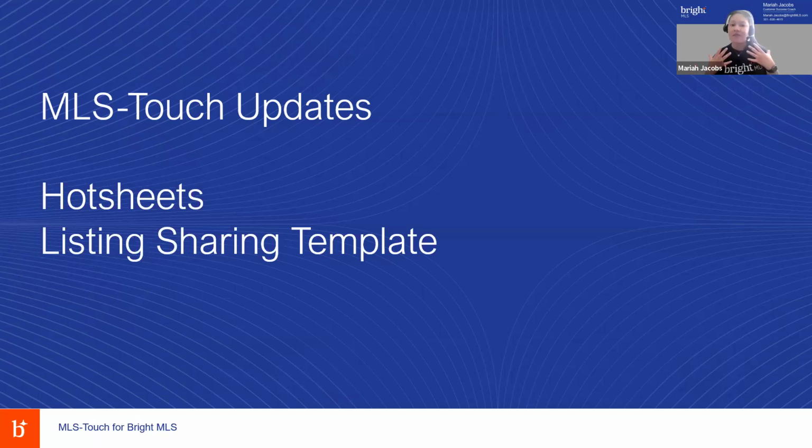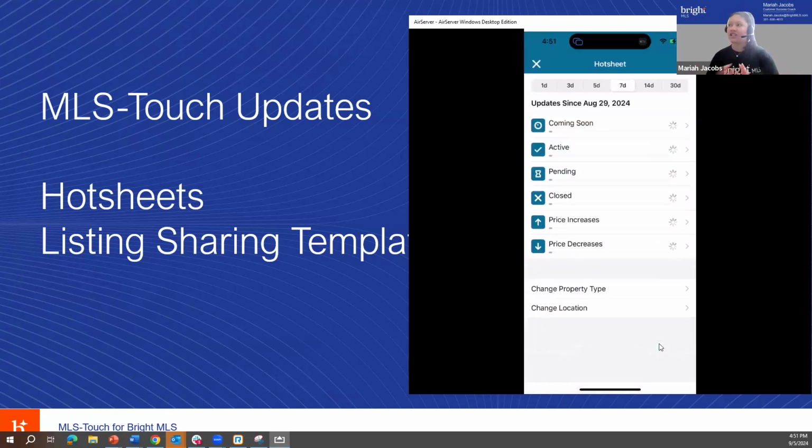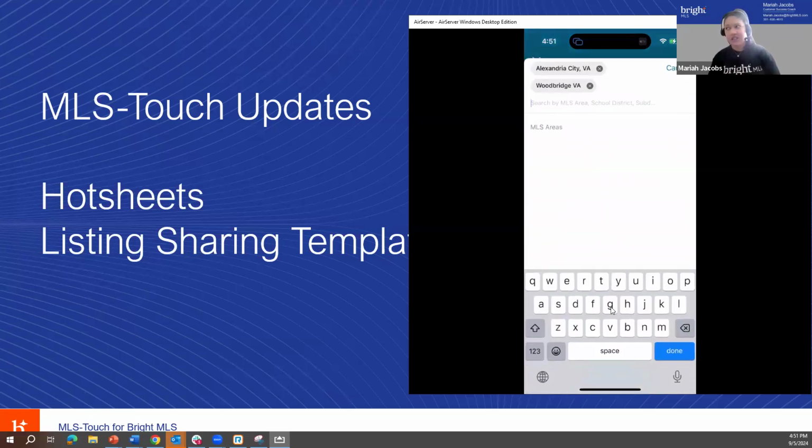Now let's actually do a live demo on this. So I'm going to share my screen and you should now see the MLS Touch app itself here on my screen. First we're going to work under the home tab. So you're going to tap home and then tap on hot sheet. Once you tap hot sheet, we are then going to select the option change location. As I mentioned before, you previously had the option to search by cities only, up to about 10 cities. You now have the option to search by any location criteria.